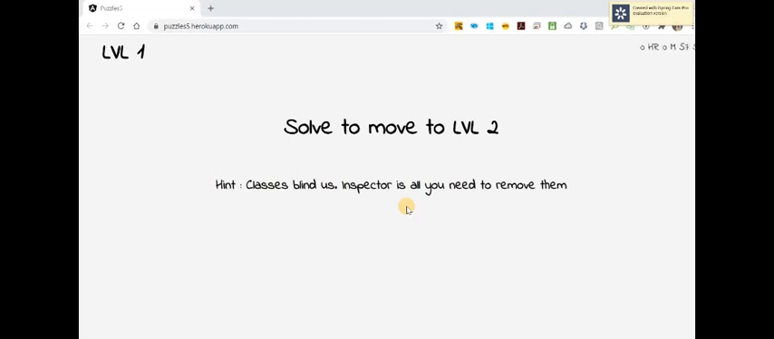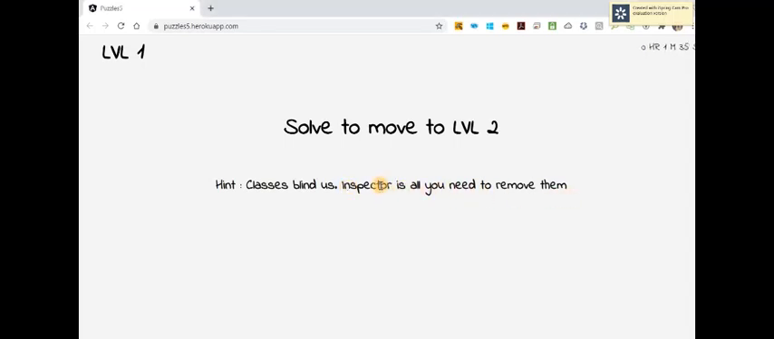So let's begin. This is level 1, which I'm showing on my screen. There's no input box on the screen if I keenly observe. Most of my friends DM'd me and told me that the puzzle is built wrong, or there's no input box. Is there any chance that we need to give inputs, and then the screen would change? There was no such thing. The only hint here is that classes blind us and inspector is all you need to remove them.